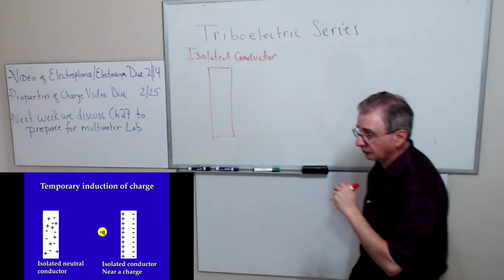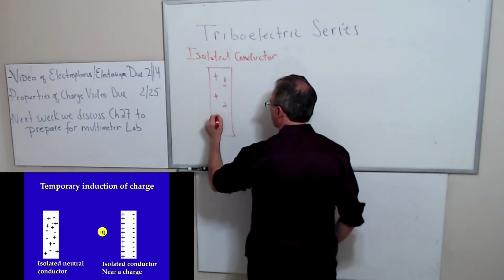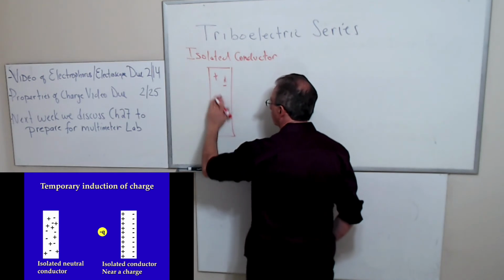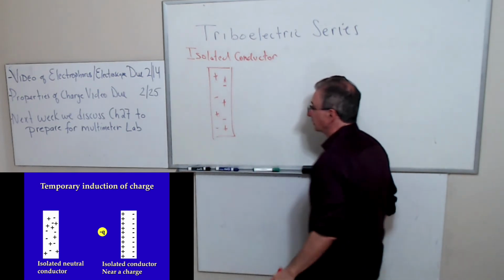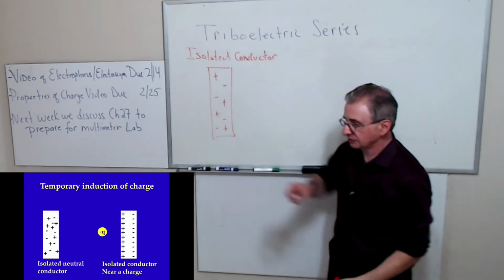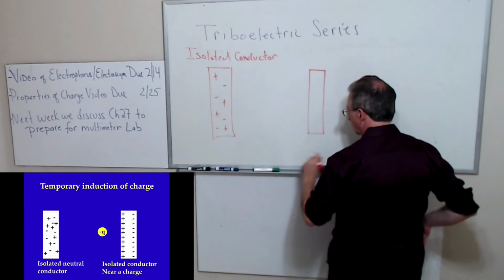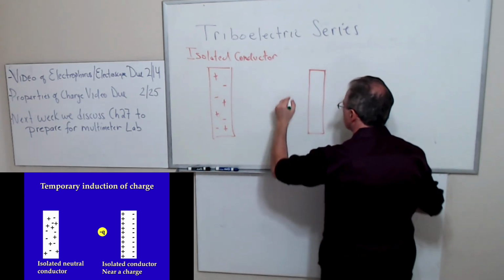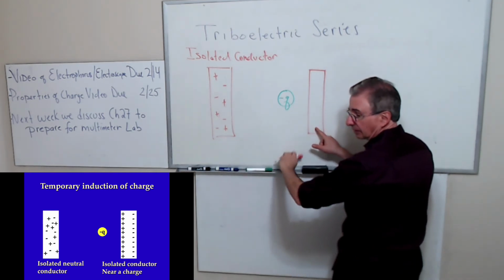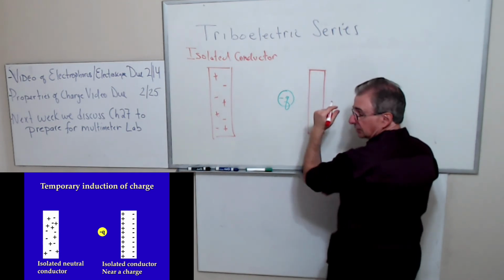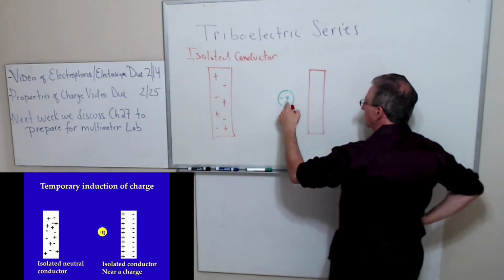Okay? And of course, if you have an isolated conductor, you have an even number of positive and negative charges. Now let's say I take a positive charge or a negative charge and bring it near the conductor, what's going to happen? Well, this conductor is still isolated. I mean, there's no electrical connection right now. What's going to happen is the electrons are going to want to run away.